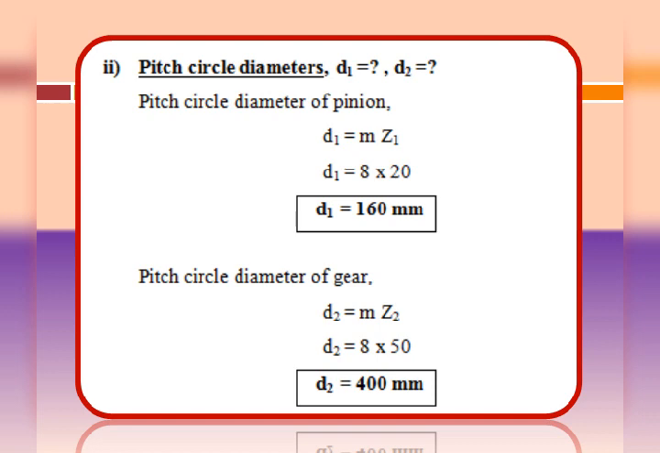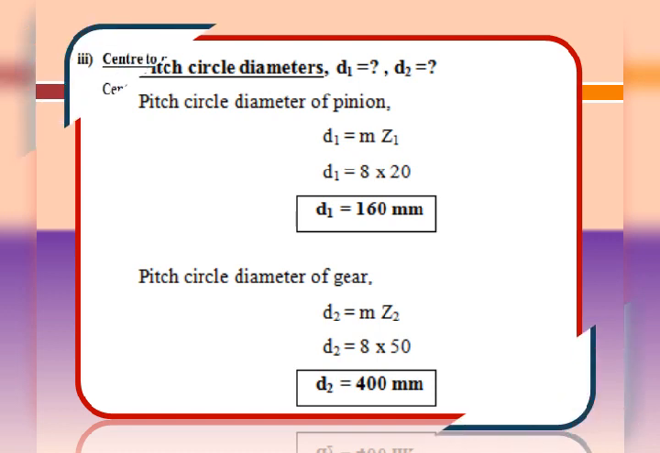By substituting in these two equations, we are getting pitch circle diameter of pinion D1 is equal to 8 into 20, that is equal to 160 mm, and D2 is equal to pitch circle diameter of the gear, that is equal to 8 into 50, or 8 fives are 40 into 10, so 400 mm. So D1 is equal to 160 and D2 is equal to 400 mm.